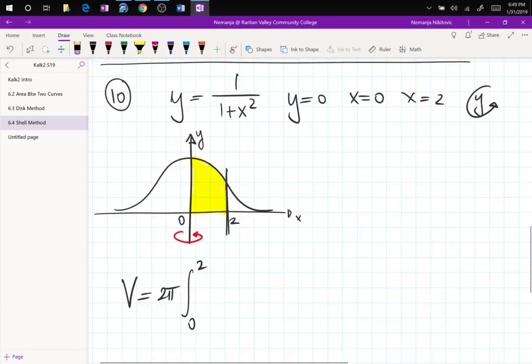So 0 to 2. Remember that the first one is x. When you draw your representative dx, the position P is in between the axis of rotation and the representative rectangle, which is measured by x, times 1 over 1 plus x squared dx. Oh, this x makes the problem a little bit tougher than we really needed.